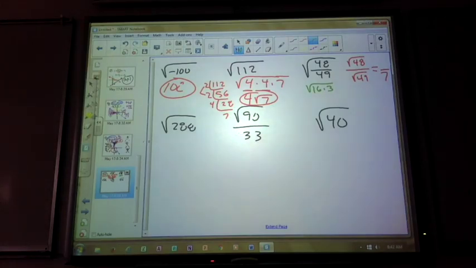If I didn't go that way, I could go 2 times 24, and then 24 is 2 times 12. Then I can break 12 down to 2 times 6, and I break 6 down to 2 times 3, which is 2, 2, 2, 2, 3. 2 times 2 is 4 times 2 is 8 times 2 is 16. That's where that came from. So I could break it down.